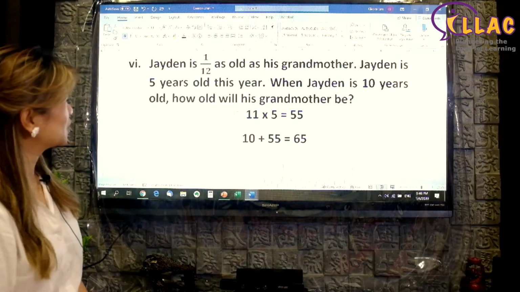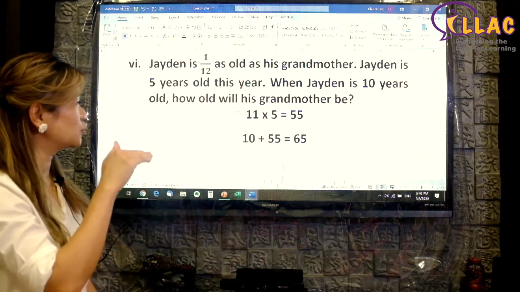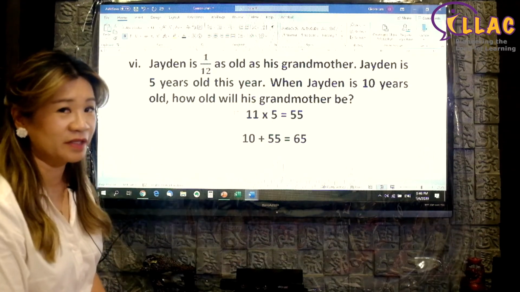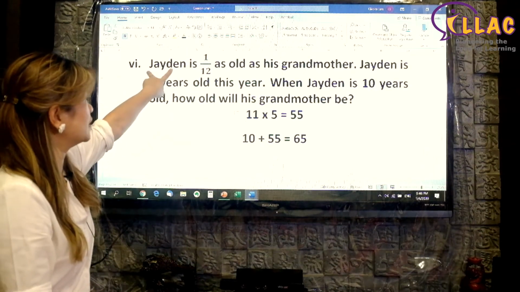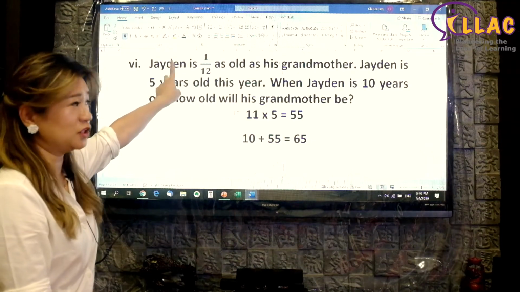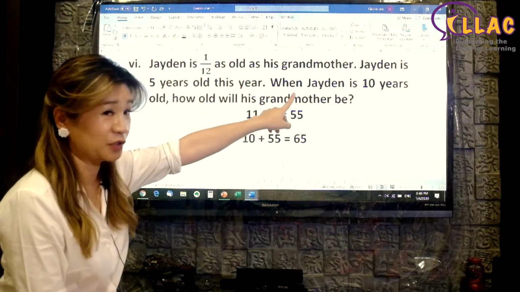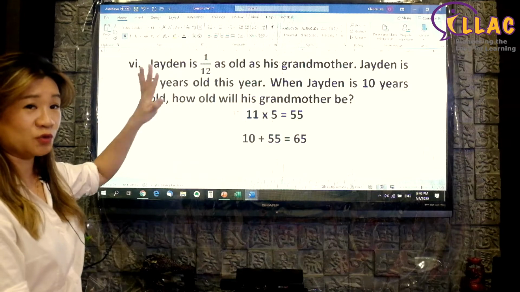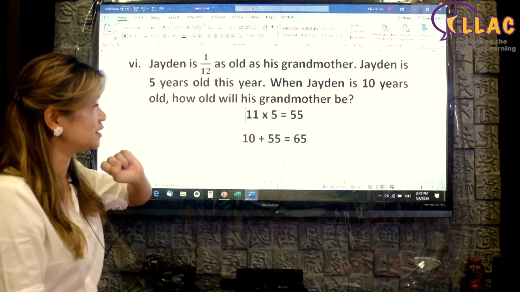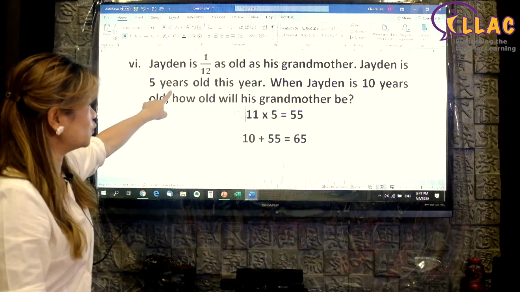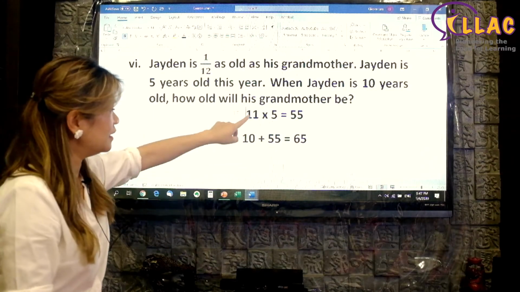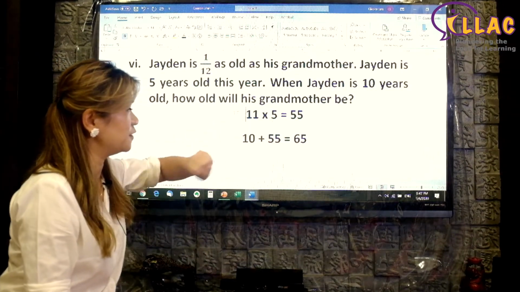Okay, let's try this question together. Jaden is 1/12 as old as his grandmother. Remember, the numerator is for the name on top. So 1 unit for Jaden, 12 units for the grandmother. The gap between them, 12 minus 1, 11 units. So Jaden is 5 years old, which means 1 unit is 5. 11 units times 5, you get 55 years old.